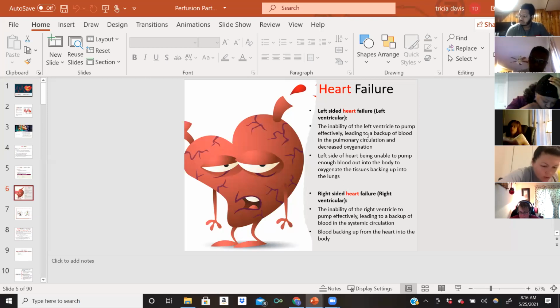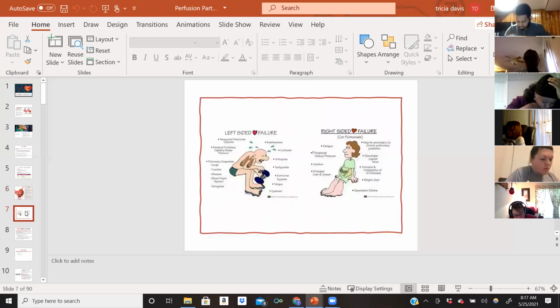Right-sided heart failure is the inability of the right ventricle to pump effectively, leading to a backup of blood in the systemic circulation. Blood is going to back up from the heart into the body, so it can't get through back to the right side of the heart. It's going to pool in our extremities. We're going to have blood clots, things like that. So you really need to understand where the issue is and what the issue is causing.